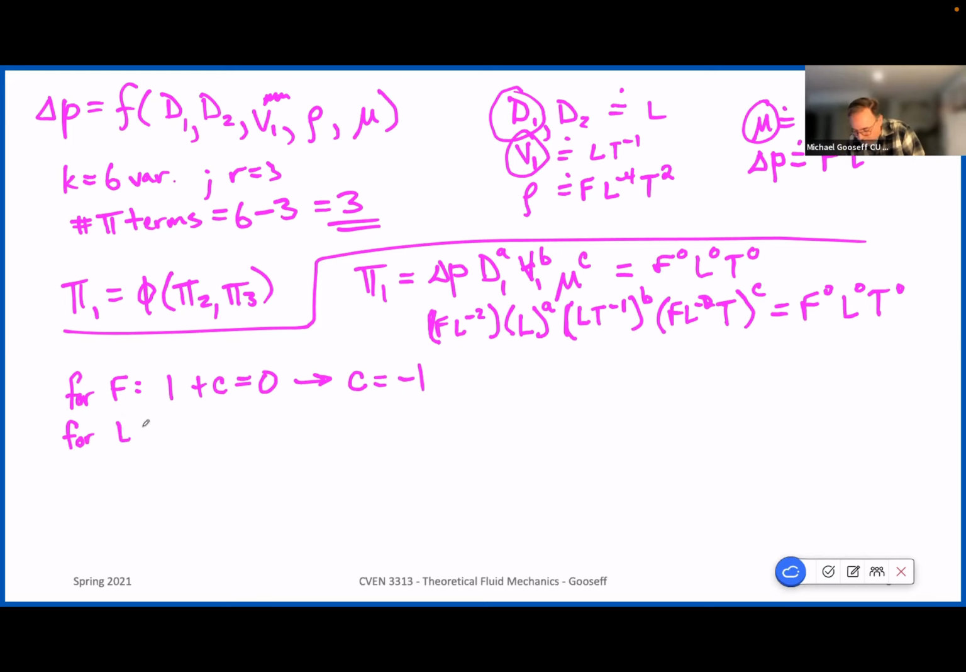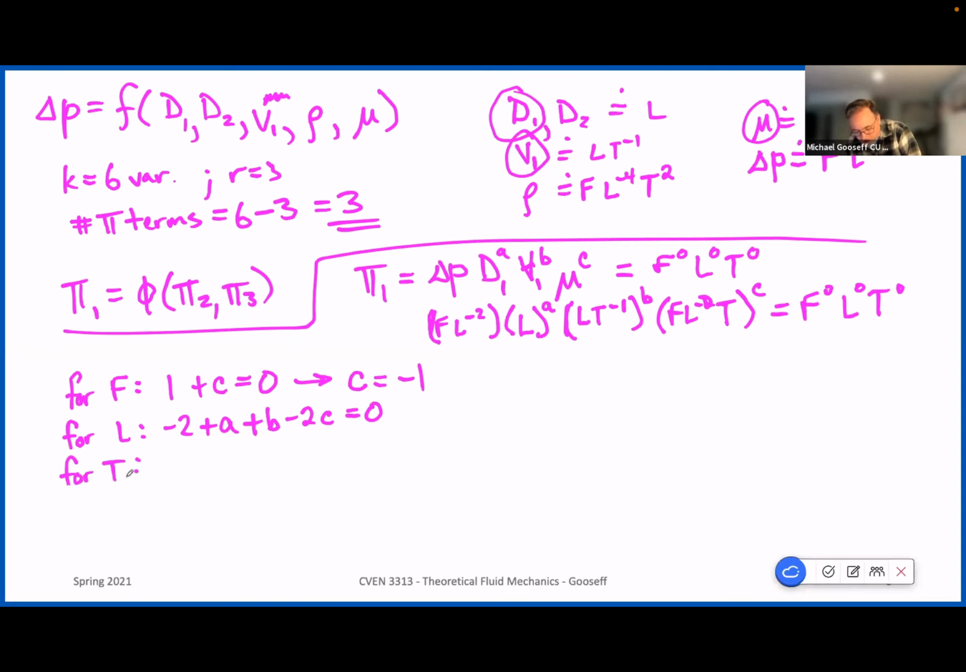For L, the length dimension, now we're going to end up with, we have a minus 2 here. So minus 2, we have a plus A, right? We have plus B, and then we have a minus 2C equals 0. Now, we know what C is. We don't know what A or B are, so we can't quite resolve this yet. So let's go to time.